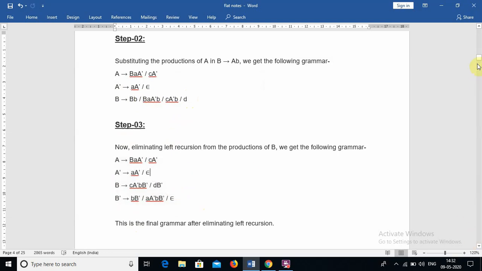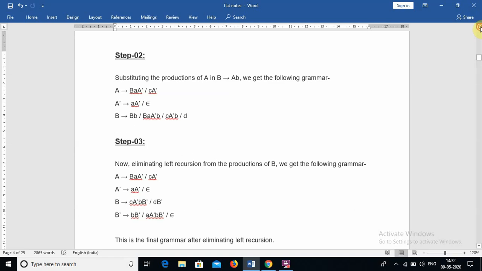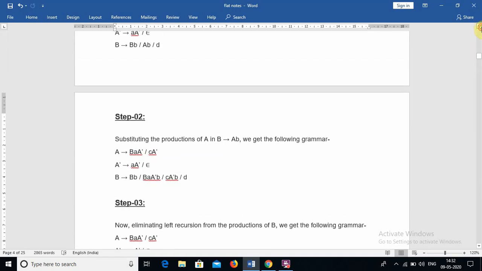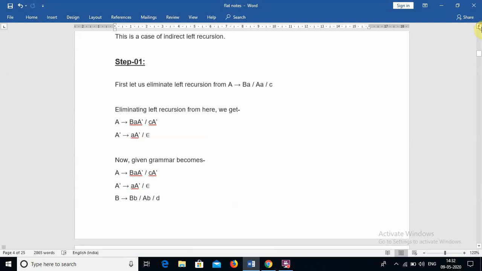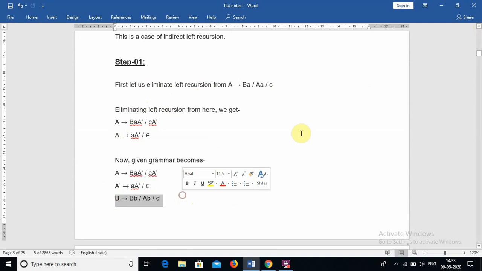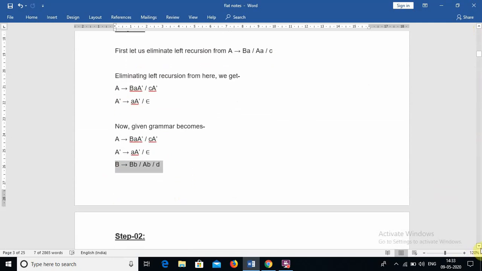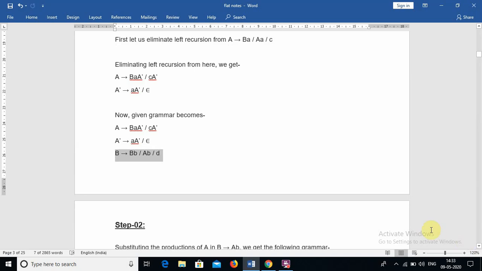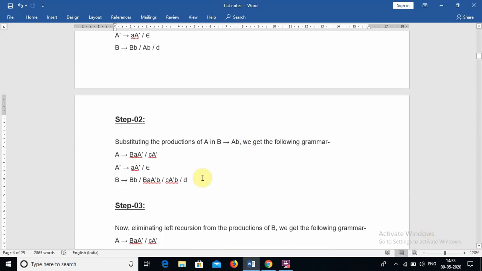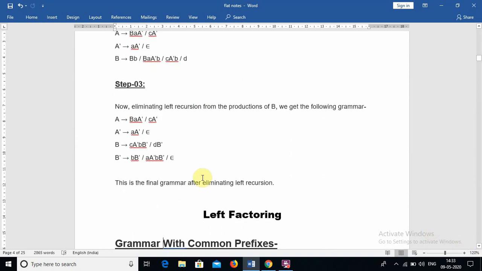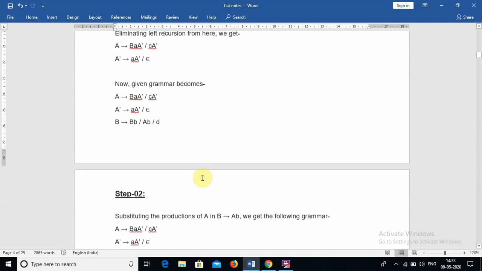Okay, somewhat tricky, this indirect left recursion. So first we have to remove the left recursion from the first production rule, and later we substitute the A value in B, meaning the second production rule, and from the second production rule finally we can remove the left recursion. Okay, that's about left recursion. Hope you understand.